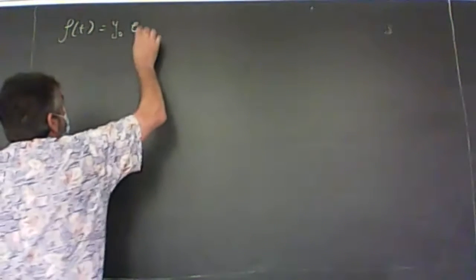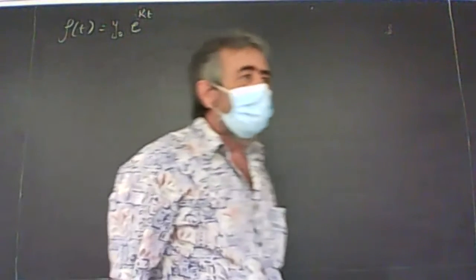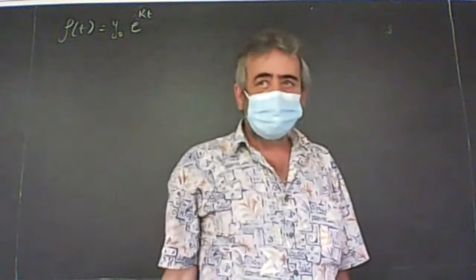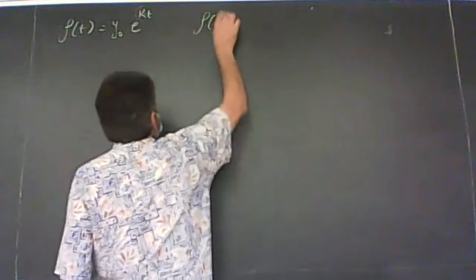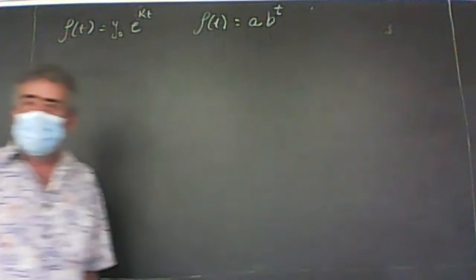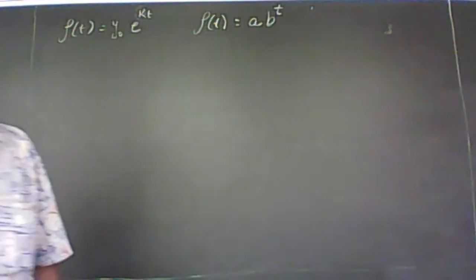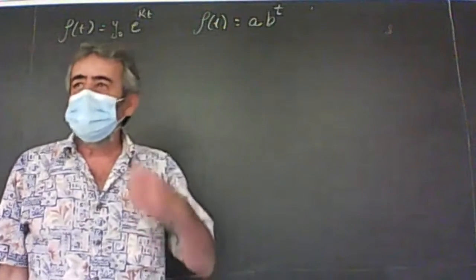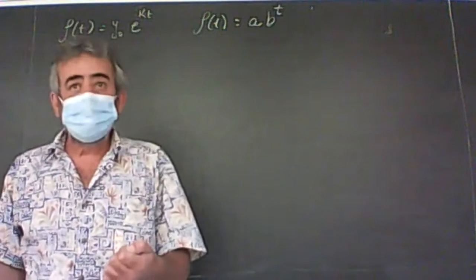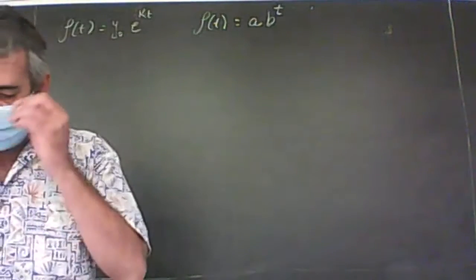y0 e to the kt, correct? K in this case, because they said it was decreasing, then k would be simply what? Negative. If I'm looking at a function, something like a times b to the power t, because it is decreasing, I should expect the value of b to be where? Between 0 and 1. Okay. Let's see what they found.